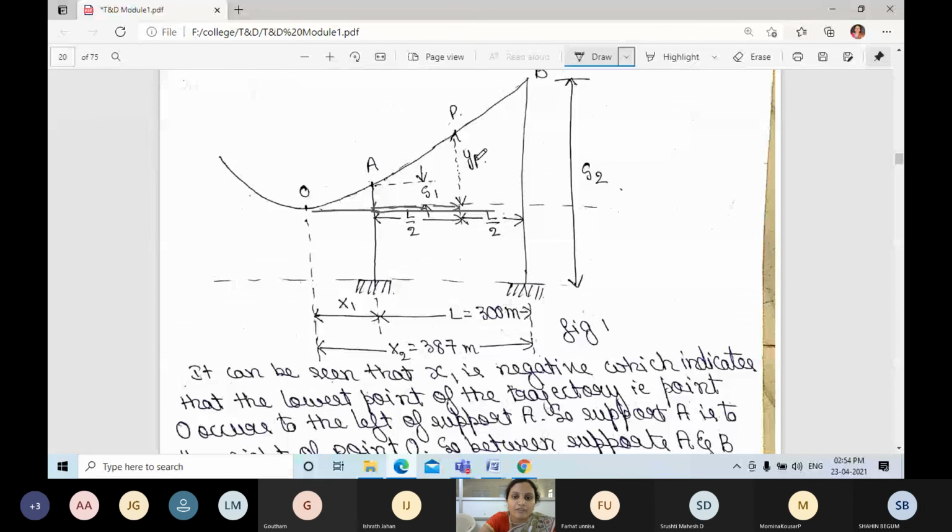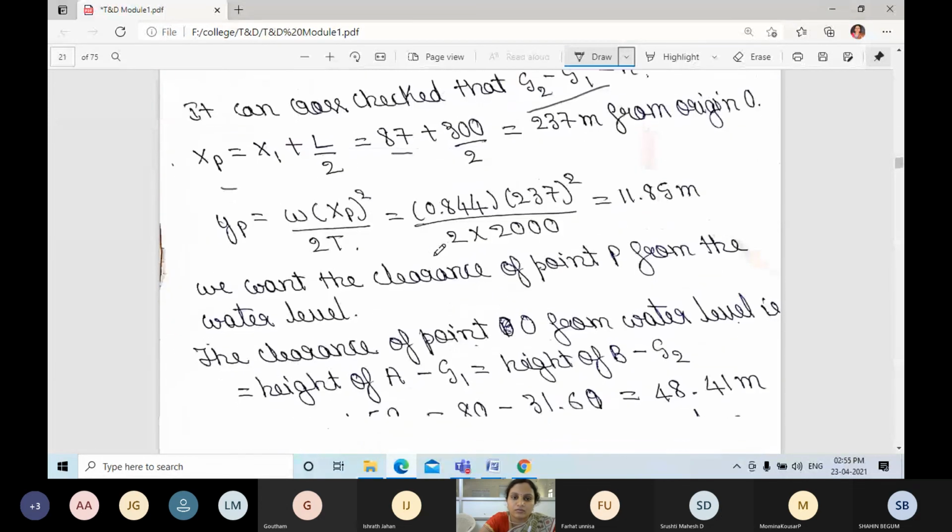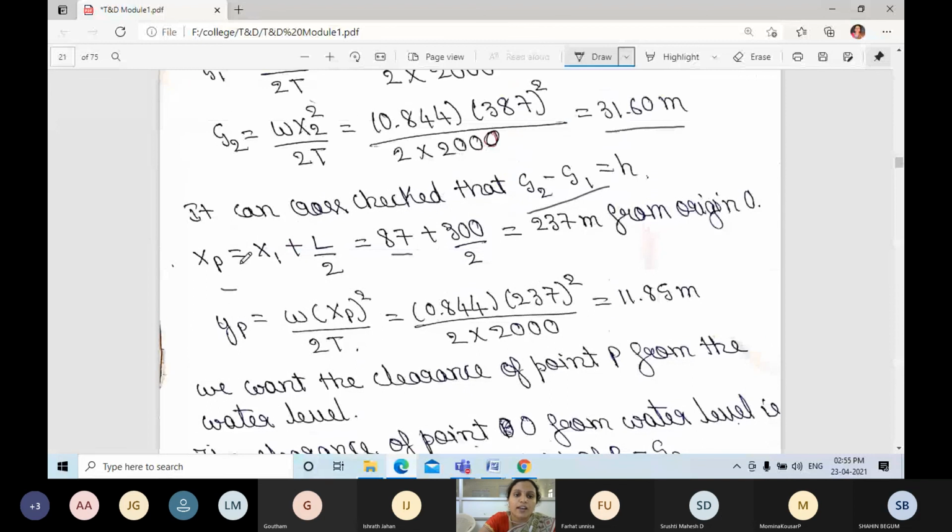P coordinates are yp and xp. From O to here, we should know. If we solve x1 plus L by 2, we will get the value of xp. xp is equal to x1 plus L by 2. The x1 value is 87 and the L by 2 value is 300 divided by 2. You will get 237 meter from origin O.